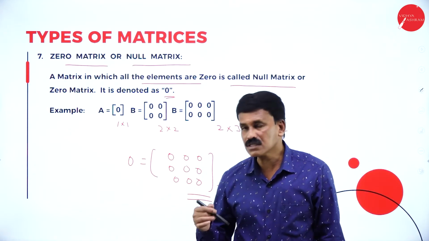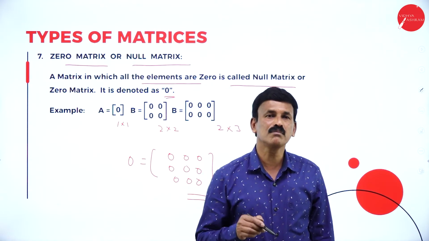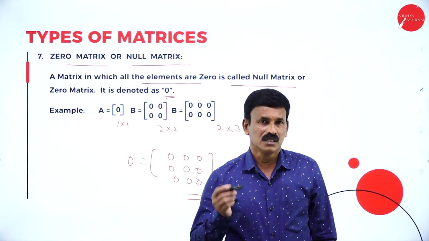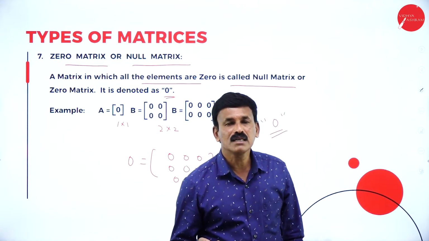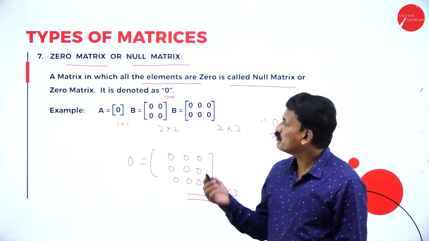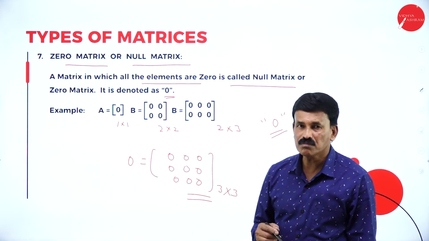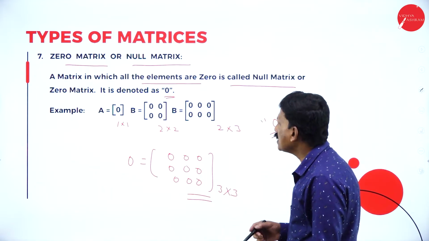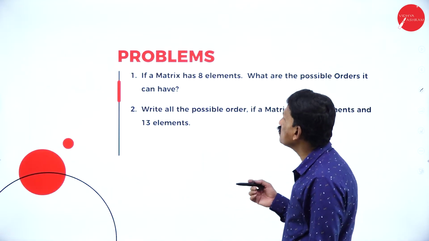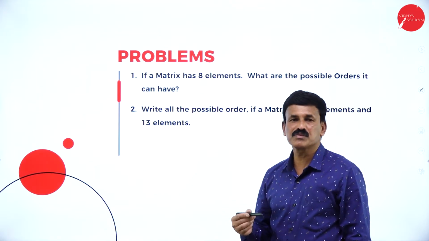That's it. So, these are all the types of matrices: row matrix, column matrix, then square matrix, diagonal matrix, scalar matrix, then zero matrix and the identity matrix. These are a few types of matrices. Next, let us come to the next concept, construction. So, let us take simple problems for 2 marks.